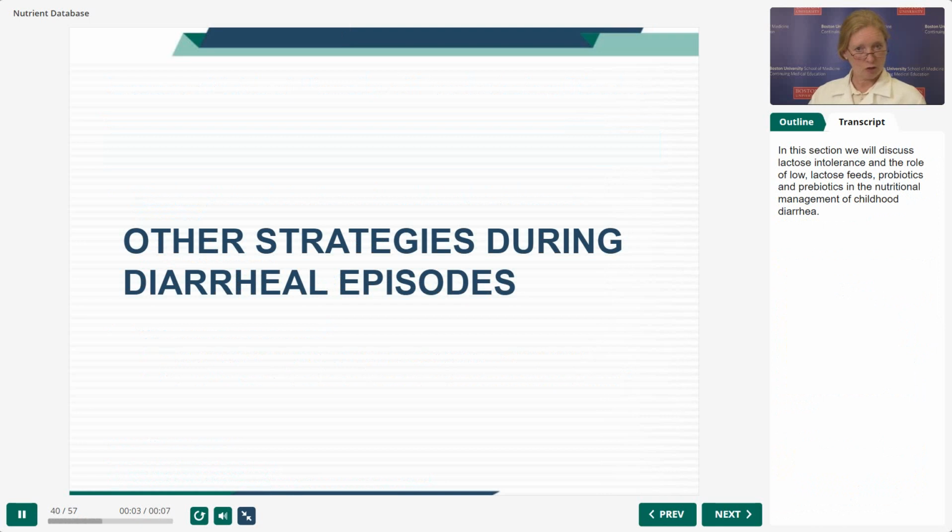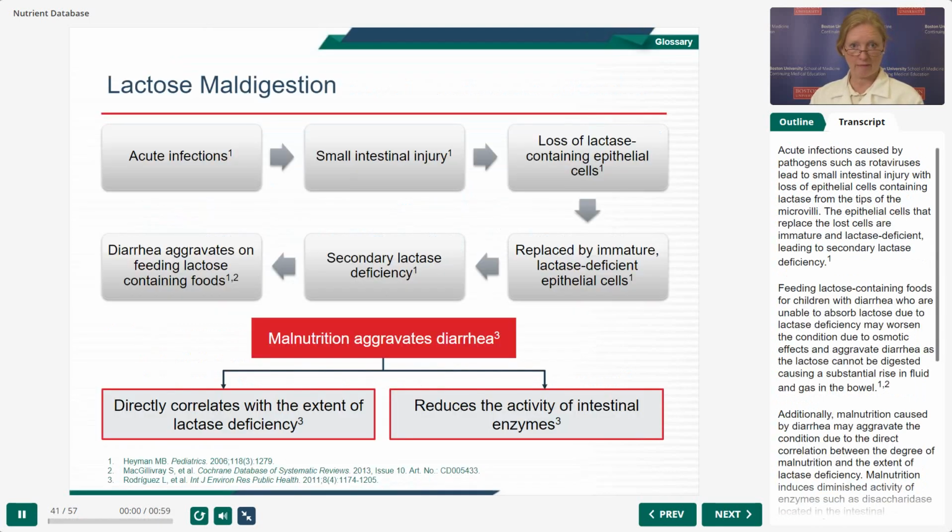Now we're going to shift our discussion to complementary strategies during diarrhea, and we will start by talking a little bit about lactose intolerance. As you know, acute diarrhea will damage your gut, and therefore you're going to lose some of your lactase. The cells that are going to be damaged are at the surface, and those are high in lactase. When those disappear, the crypt cells underneath are immature and they don't have the lactase. So over time, you're going to observe a secondary lactase deficiency, and therefore aggravate your diarrhea, cause malabsorption, and therefore have malnutrition. And we know that malnutrition aggravates diarrhea, as we have said before.